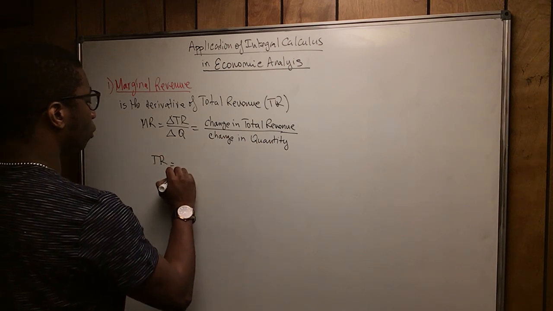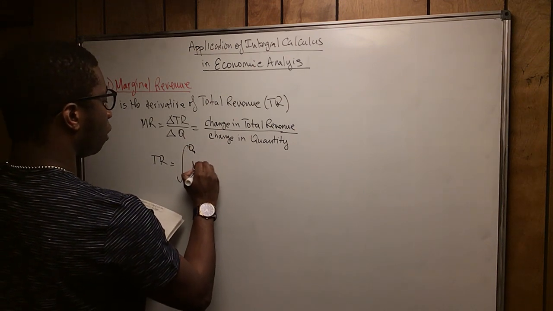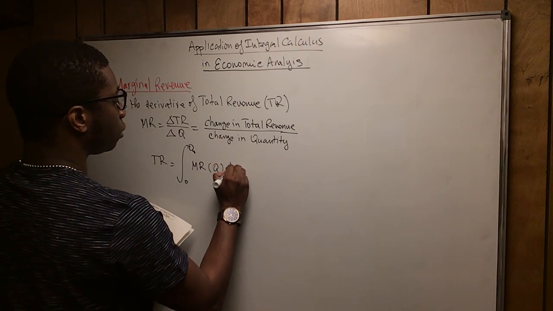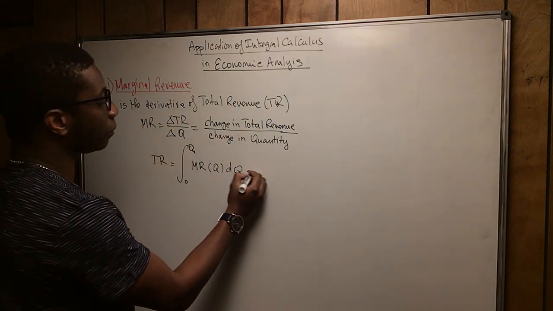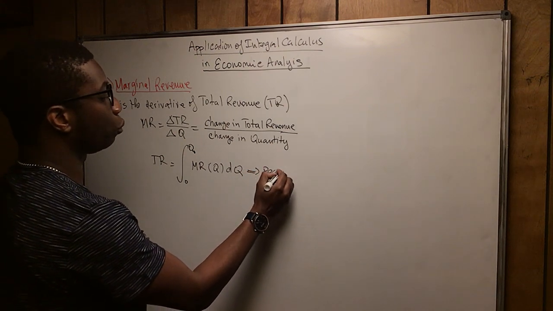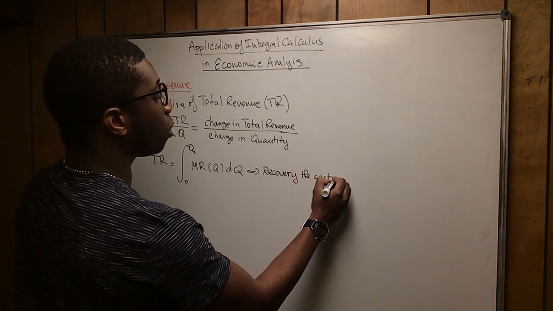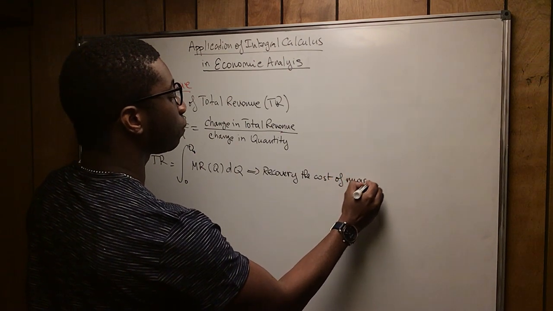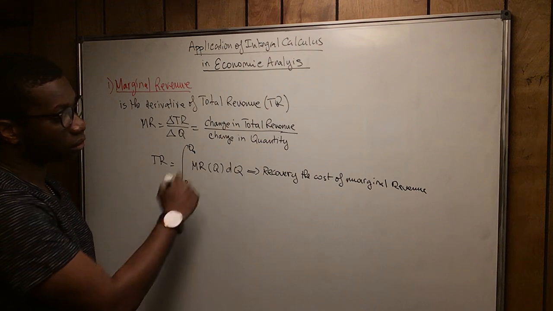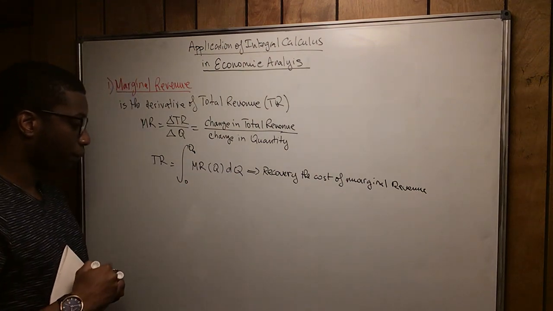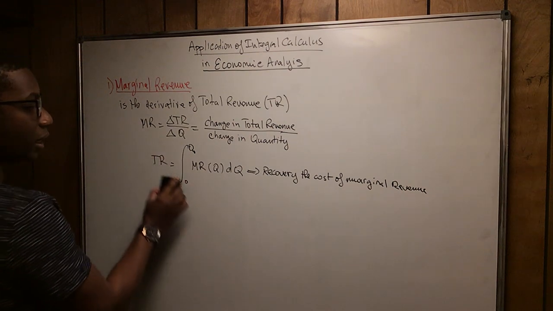TR equals the integral from Q0 to 0 of MR dQ. The integral here in fact represents the recovery. So you recover the cost of marginal revenue, basically. That's what it's about. The integral here is simply the recovery of the cost of marginal revenue. So let me show you a brief example. Let me show you the application of an example of that.